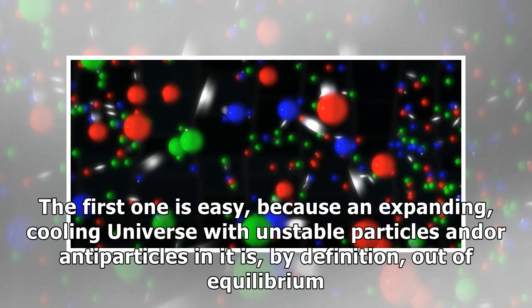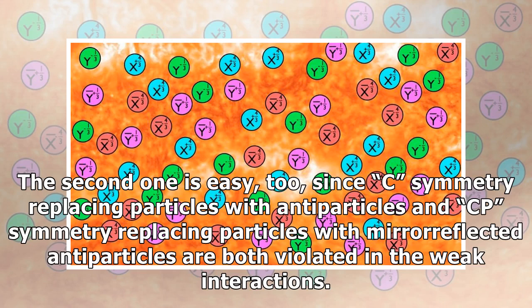The first one is easy, because an expanding, cooling universe with unstable particles and/or antiparticles in it is, by definition, out of equilibrium. The second one is easy, too, since C symmetry, replacing particles with antiparticles, and CP symmetry, replacing particles with mirror-reflected antiparticles, are both violated in the weak interactions.